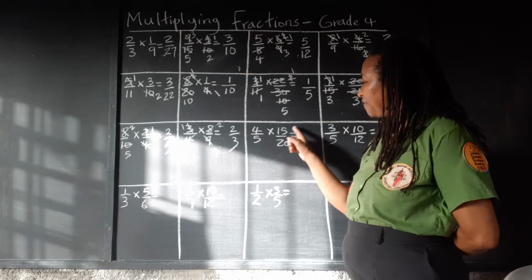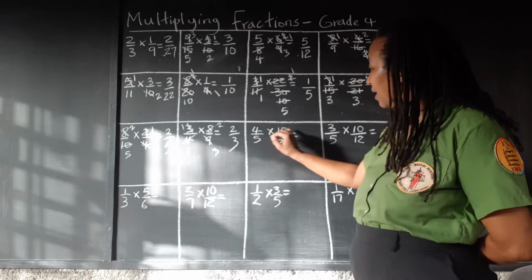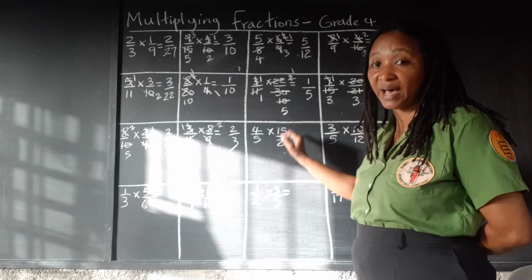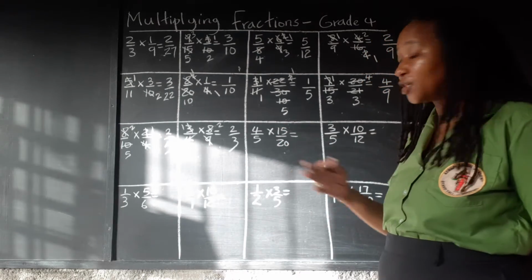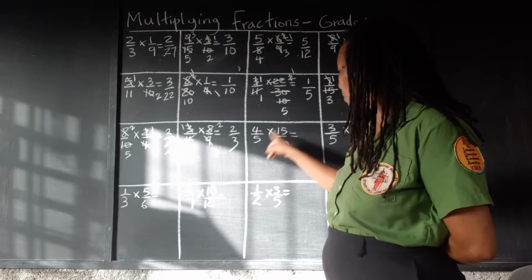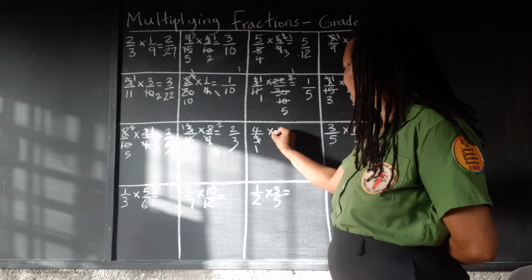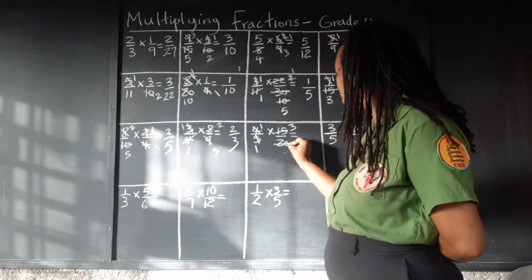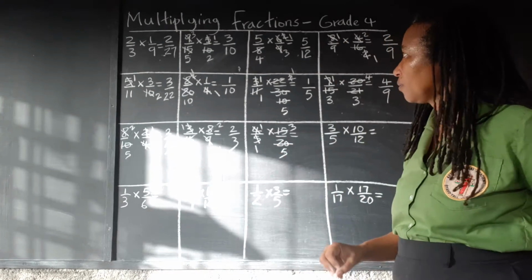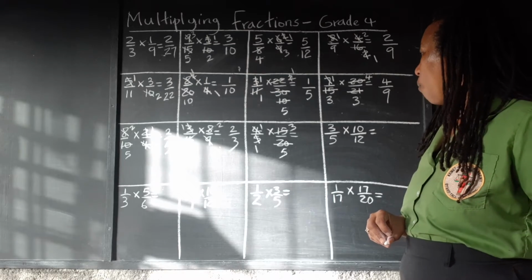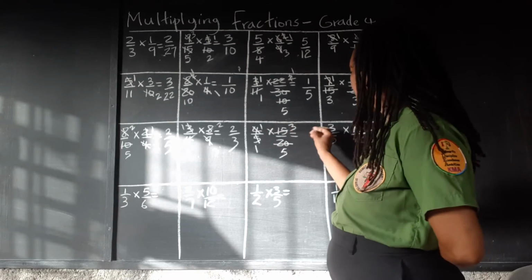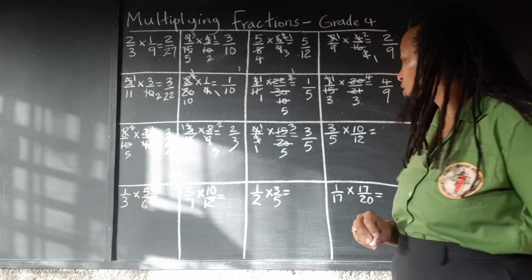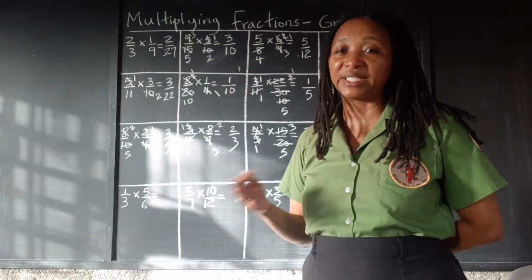4/5 times 15 over 20. We can go diagonally here. We can also go vertically for these two, using 5 to reduce them. We could do that. It's up to you. So let's go diagonally. 5 goes into itself once, 5 goes into 15 3 times. 4 goes into itself once, 4 goes into 20 5 times. So we are left with 1 times 3, which is 3, and 1 times 5, which is 5. So we're left with 3/5, which is its simplest form.